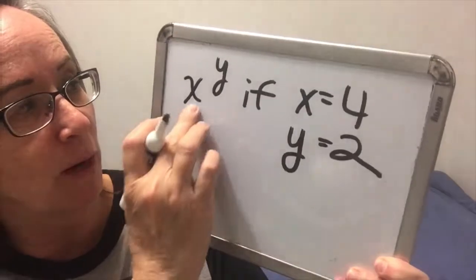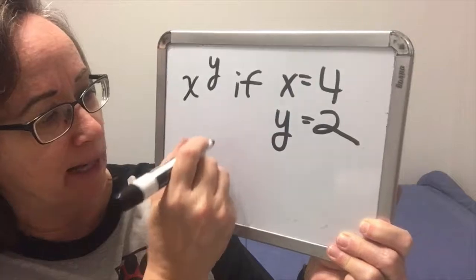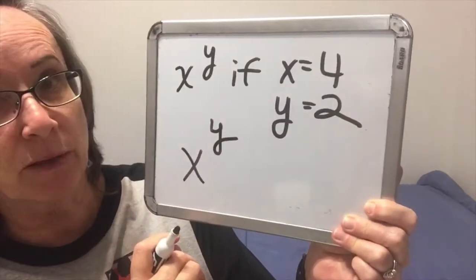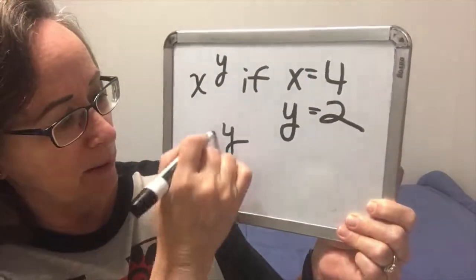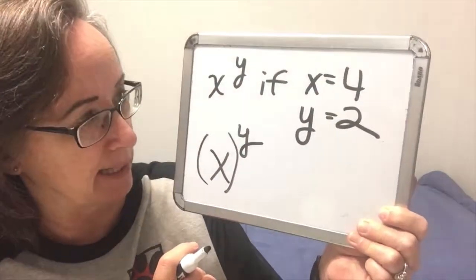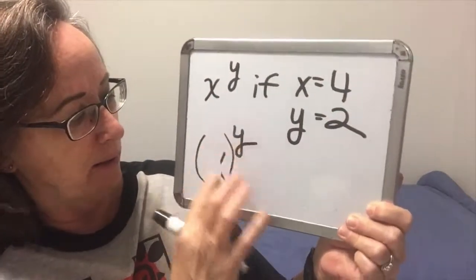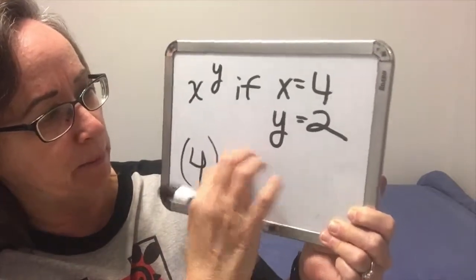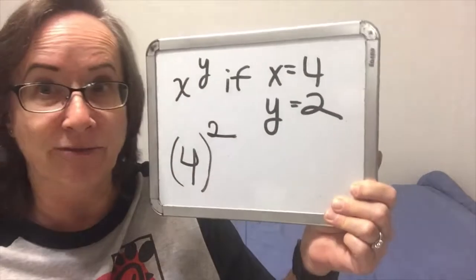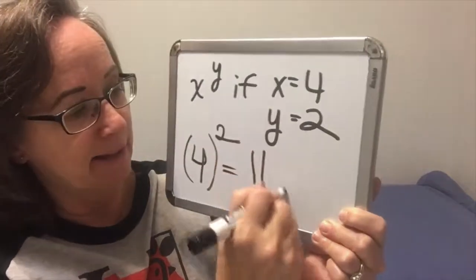Now, we get to do a practice with our form x to the y. Okay, so what we're going to do is copy down our x to the y, and then we're going to prepare to erase and substitute. So remember how important having your parentheses is so that you don't get confused. X is going to be replaced with a 4, so we'll just put 4 right there. Y is going to be replaced with the 2, and we have 4 squared. Well, 4 squared is 4 times 4, and that is 16.